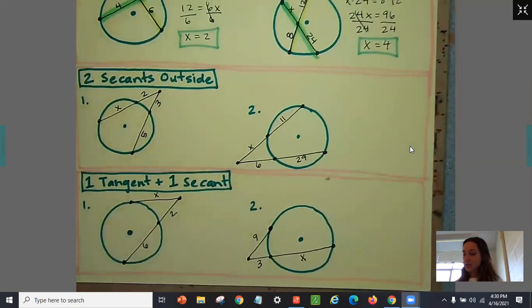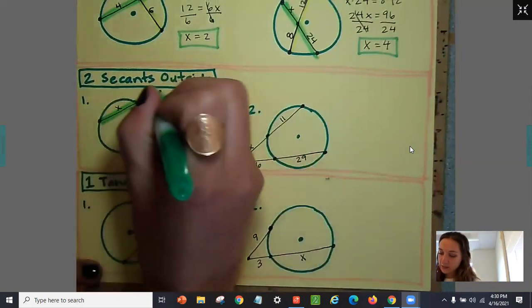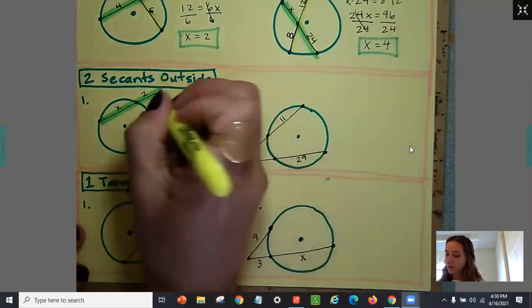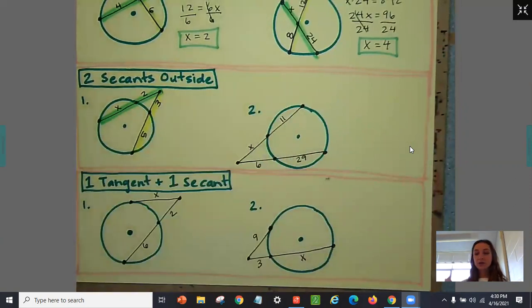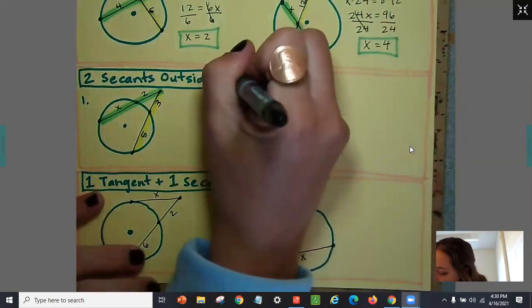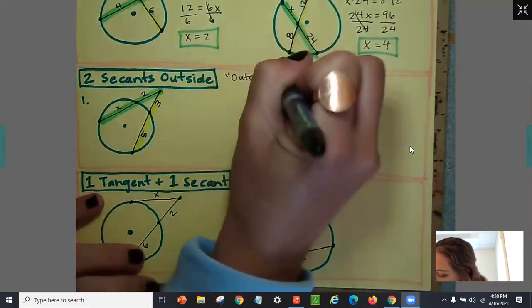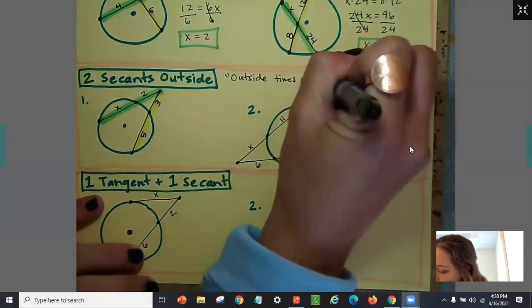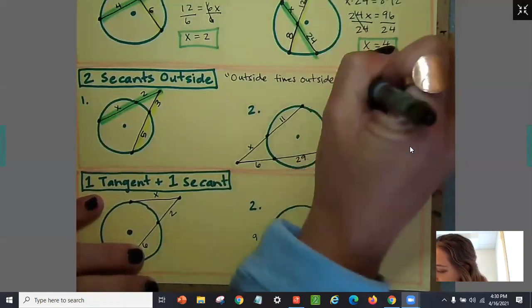Okay, the formula for this, the most important thing is that you use things that are on the same line. So that's going to be x and 2 and 5 and 3. Okay, so we're going to do outside times outside plus inside. So I'm just going to write this up here. Outside times outside plus inside.